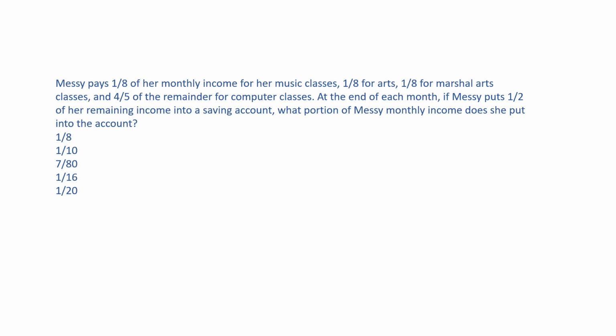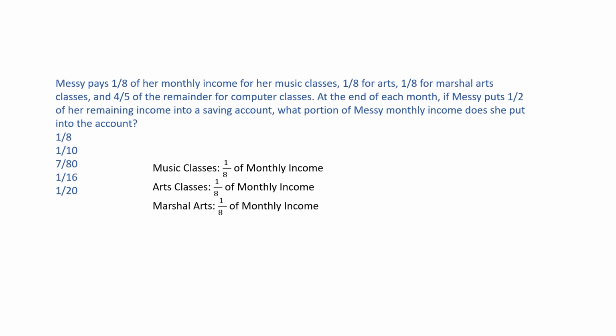Now, if we observe here, we can figure out that the question has the numbers as fractions only. For music classes, she is spending 1/8 of the monthly income. Arts classes, 1/8 of her monthly income. Martial arts, she is spending 1/8 of monthly income. Computer class, it's 4/5 of the remainder income. And for the savings account, she is putting half of the remaining income.